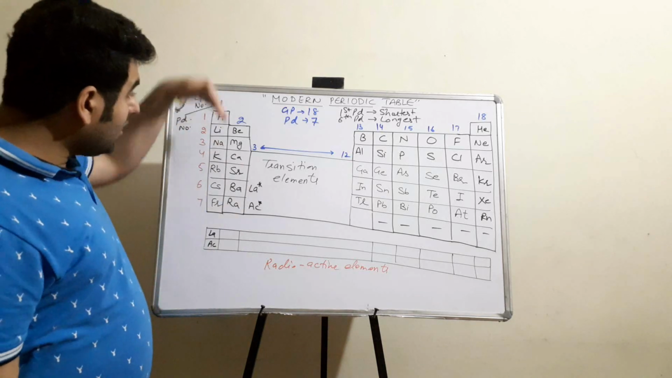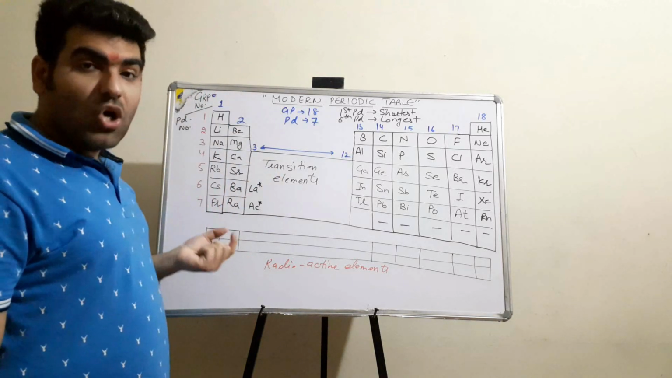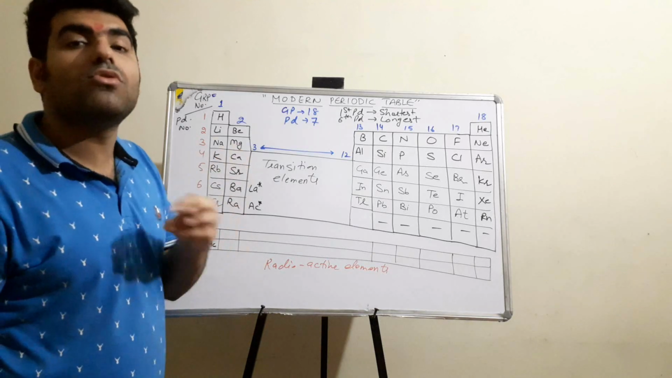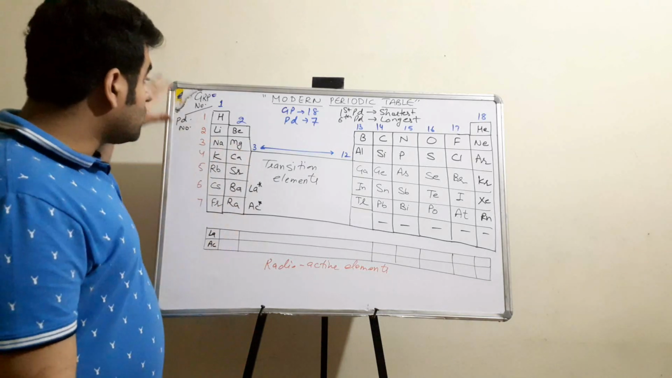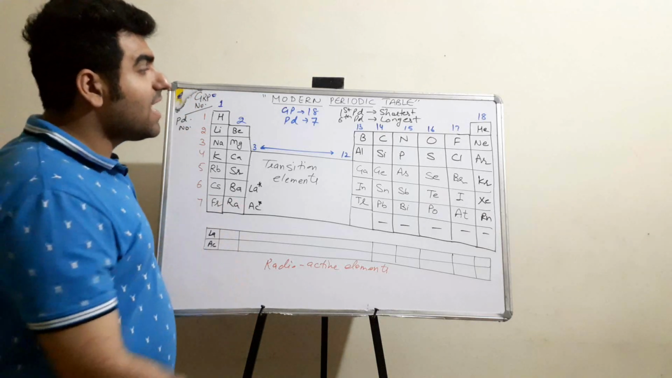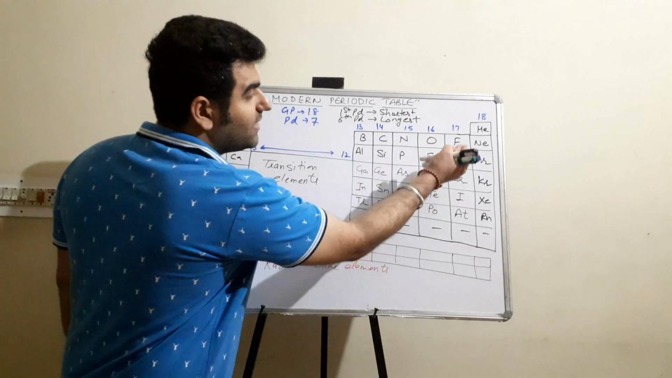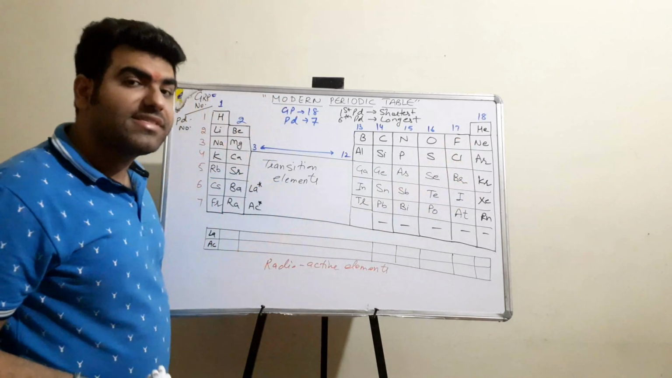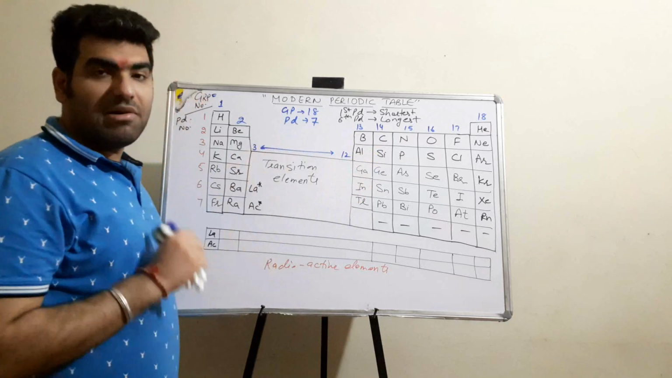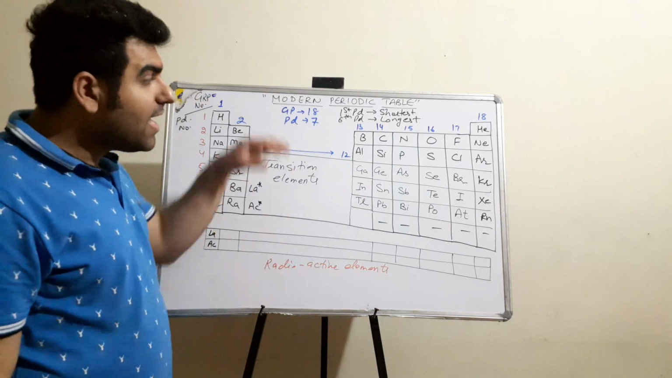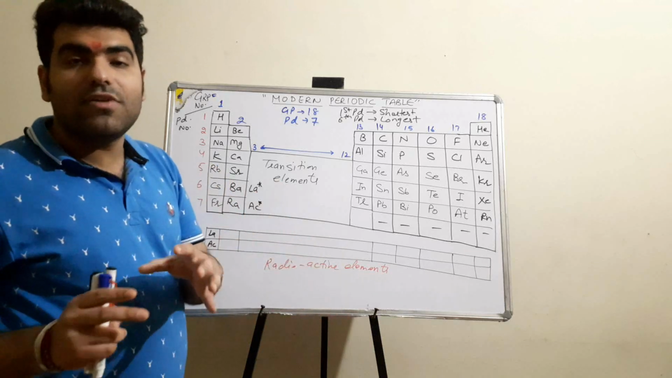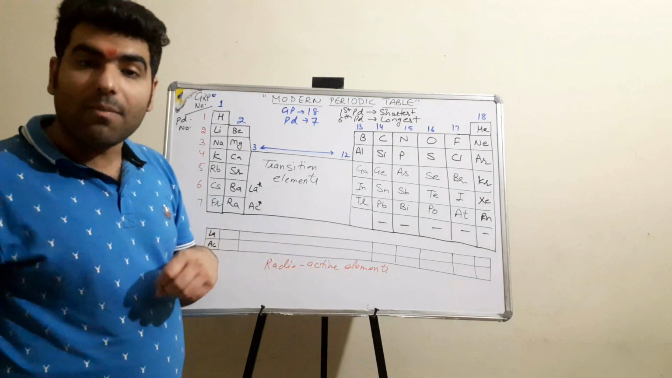It means all these groups, that is the vertical columns, all the elements in that vertical column will show almost the same properties. So lithium and sodium will resemble in their properties, and then fluorine, chlorine, bromine, they will resemble in their properties. Then boron, aluminium, gallium, they will resemble in their properties. Alright, that is what is meant by a group. In a group, all the elements will show almost similar properties.